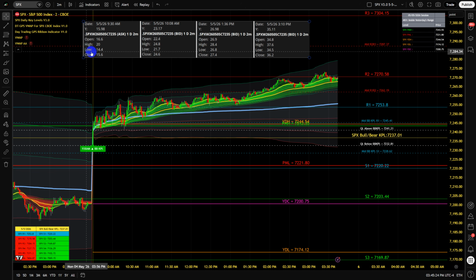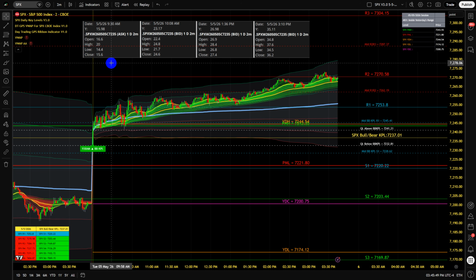Okay, so on the close of the candle here, we have the ask price of $15.60. So for each option, that's going to cost $1,560. With this indicator and with this particular strategy, there are 2 different types of trades that you can take. One is a scalp-only trade. The other is a regular trade.